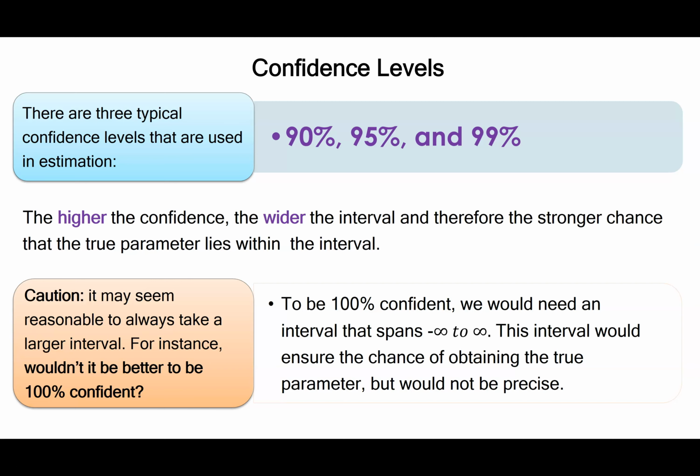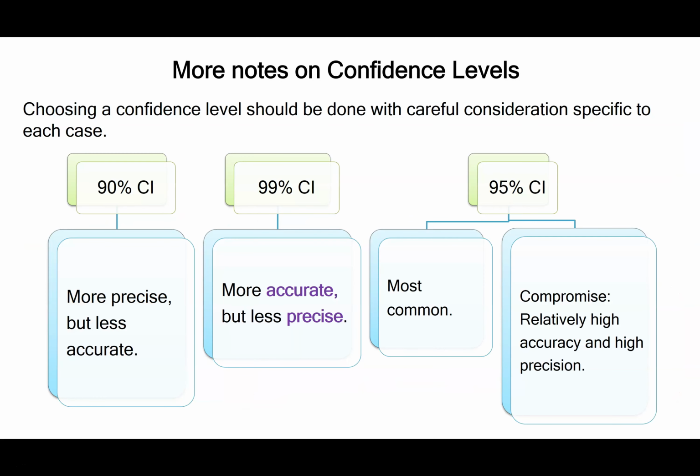It's not useful. So you really want to strike some sort of compromise. You don't want it to be so wide it isn't useful, but you want it to be wide enough that it probably has your parameter in it. So that's what this comparison is. For 90%, it's the most precise. What that means is it's the narrowest. So 90% is the narrowest. Which is nice for it to be narrow, but because it's narrowest, it's also more likely to miss more often.